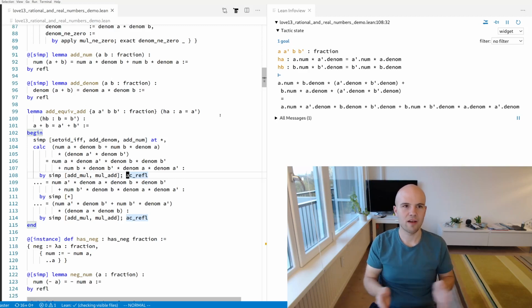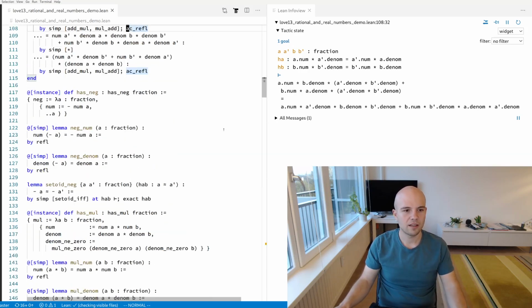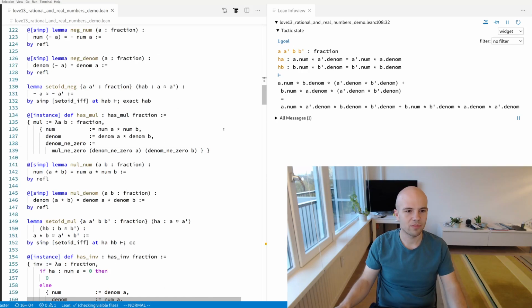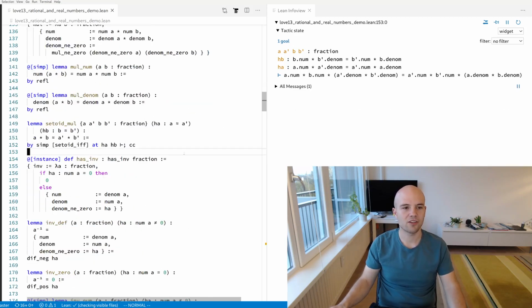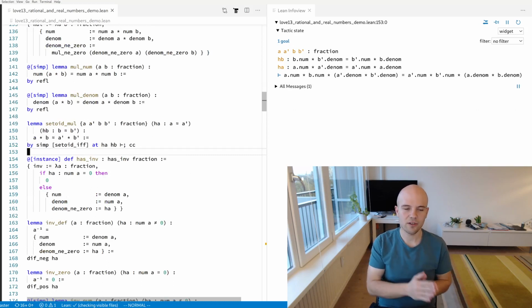Okay, so we now have 0, we have 1, we have addition, and then we just continue in this way. We do negation, we do multiplication, and then at some point we will come to something more interesting, the first operation that actually is new under rational numbers, namely the inverse.